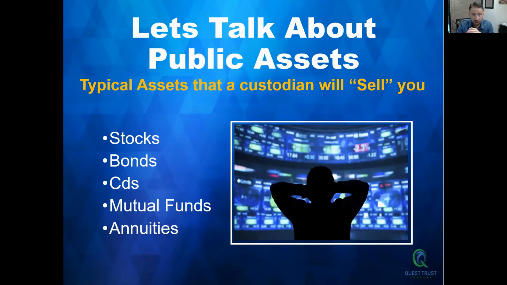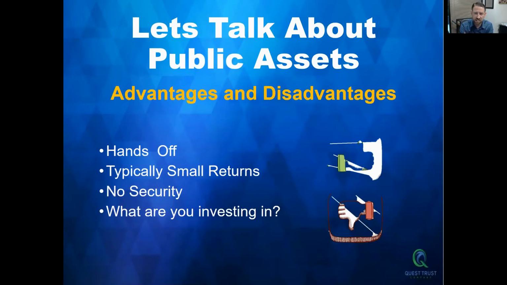Yeah, absolutely. So when we look at what your typical custodian does, and we're going to think of Fidelity, Charles Schwab, or Merrill Lynch, what they're doing is they're selling you an investment. Now, this doesn't make them bad. It actually works out for a lot of people. They can sell you stocks and CDs and bonds and mutual funds, annuities, these types of things. But when you're investing in some of these, what are you investing in? We're going to go over some of the advantages and disadvantages.